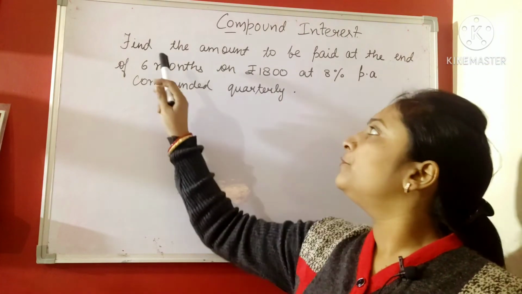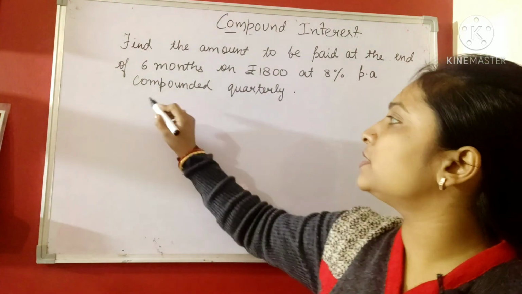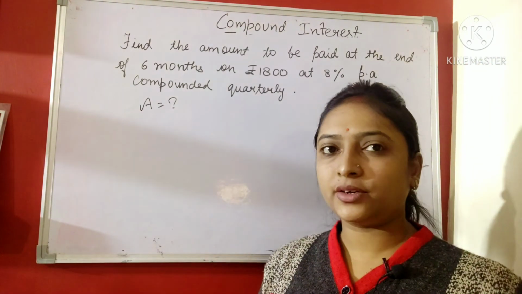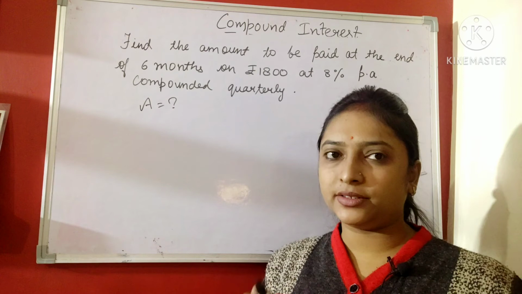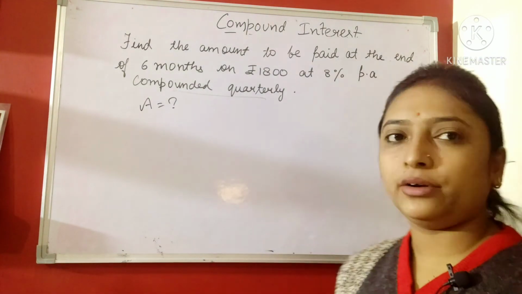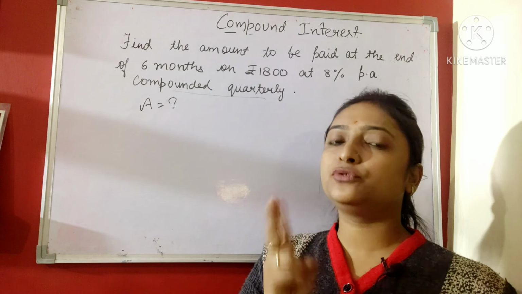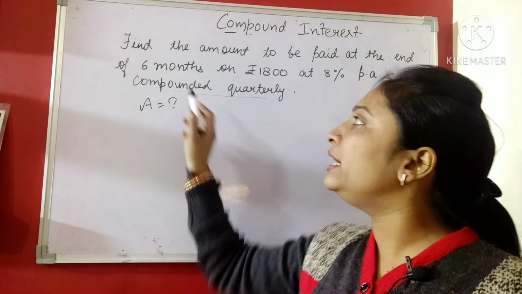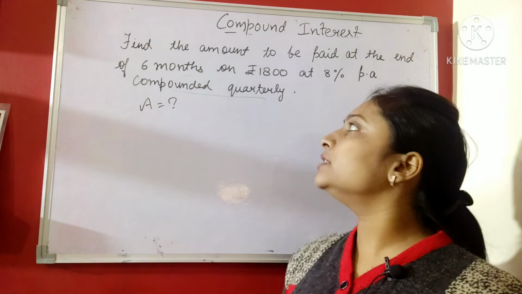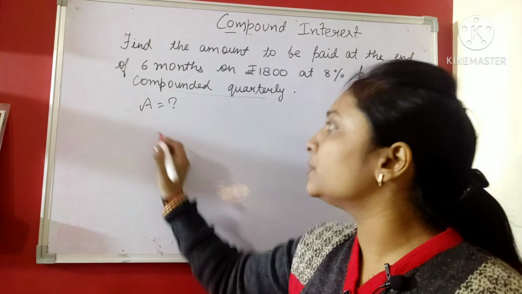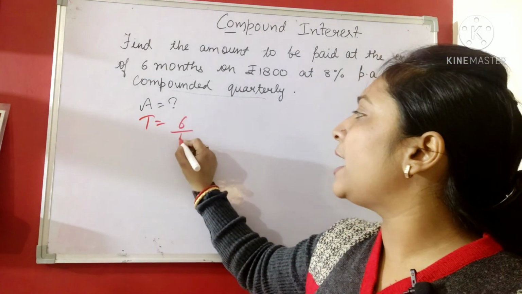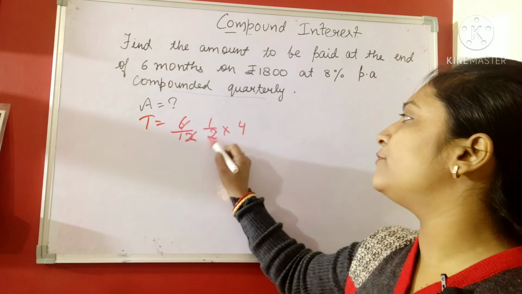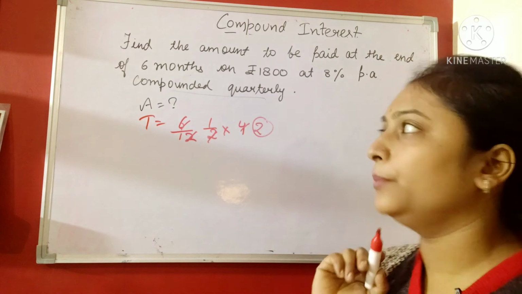In this question, find the amount. Again the amount is asked to be paid at the end of 6 months. Here time is given in months and it is compounded quarterly. We know that in 6 months we have 2 quarters. We multiply by 4 only when time is given in years. Now it is given in months, so we know we have 2 quarters, or we can take 6 by 12 years, that means half year, and then multiply by 4, which means 2 quarters only.